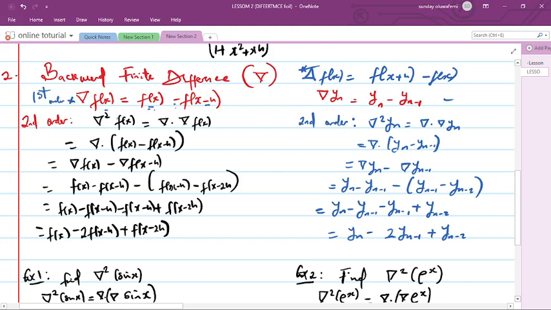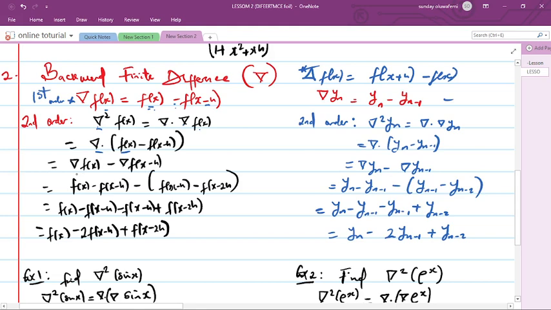So for the second order, that is when you have your operator squared. The logic is just that since this is squared, that means this is applied in two places, and that is your del times del f of x. So by the time you find the backward finite difference of f of x, you are going to have f of x minus f of x minus h. So by the time you use this to open the bracket, you are going to have this times this, which gives you the backward difference of f of x, and also minus your del f of x minus h.